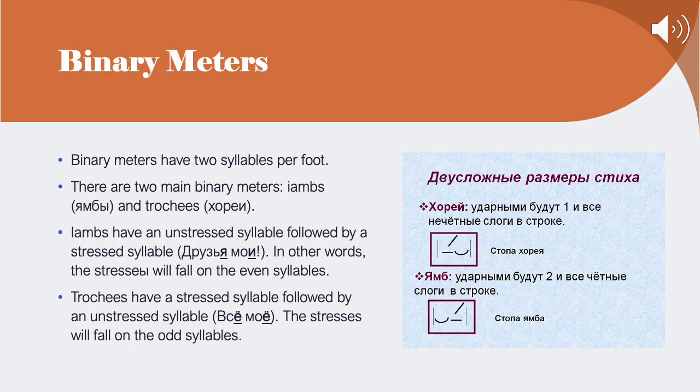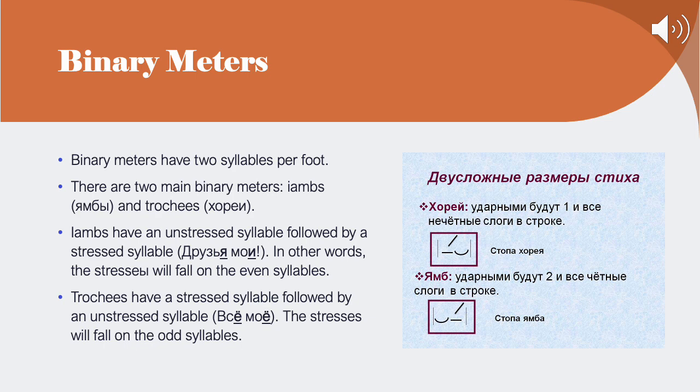There are 2 main types of feet or meters in Russian poetry, also in English poetry. This is all borrowed from classical Greek poetry. And you can have двусложные размеры or binary meters, and they have 2 syllables per foot. So each foot is going to be a unit of 2 syllables, and there are 2 main binary meters. Iambs, as in iambic pentameter, in Russian called yambly, and trochees, in Russian called chori.